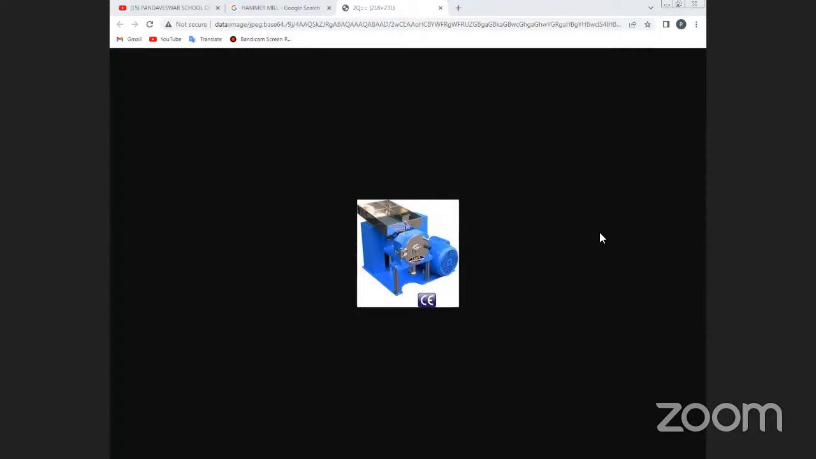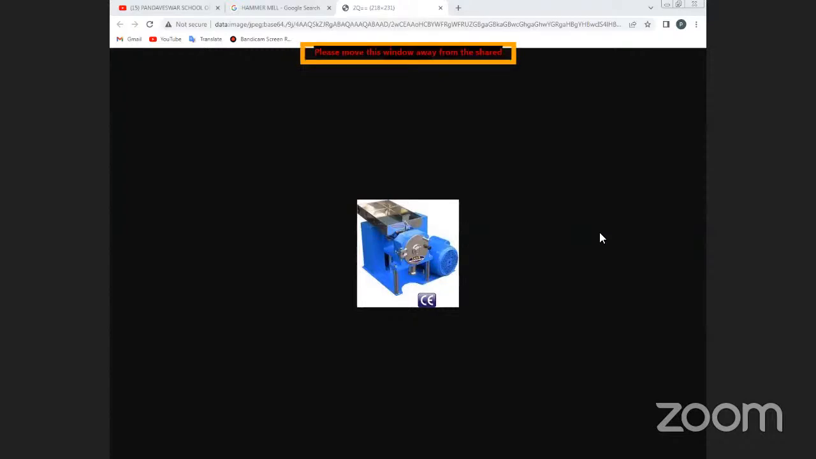So what is a hammer mill? What is its function and working principle? It works on impact. The principle of the hammer mill is impact. And impact occurs when the high-speed rotating hammers hit the more or less stationary material. This impact causes the material to break or shatter into smaller pieces.